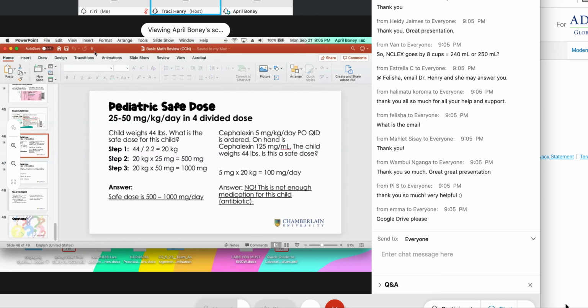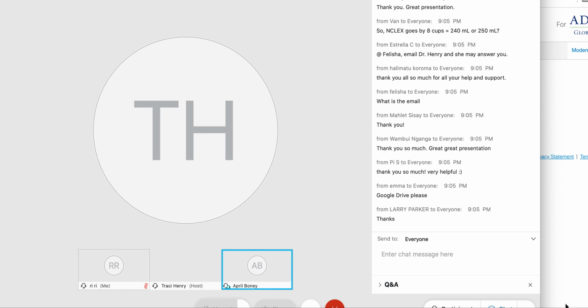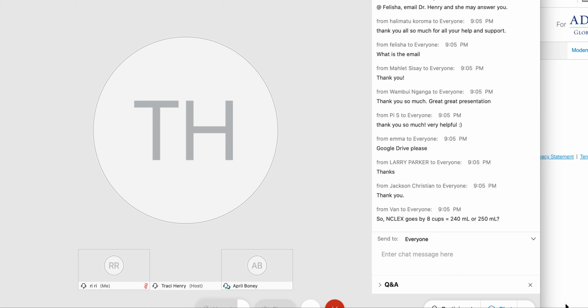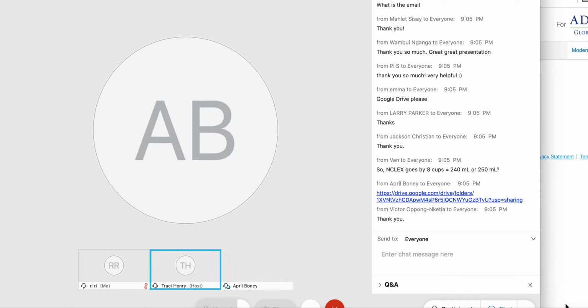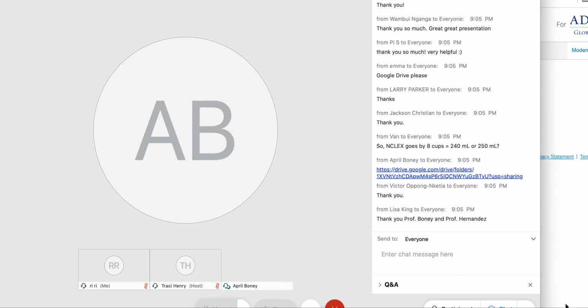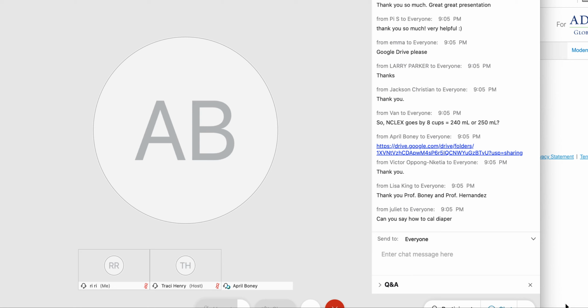And they're asking about the heparin. Yeah, heparin you could definitely be tested on. I hate to push us over. I can show you heparin. Let me pull up heparin and I'll show you the calculations for heparin.